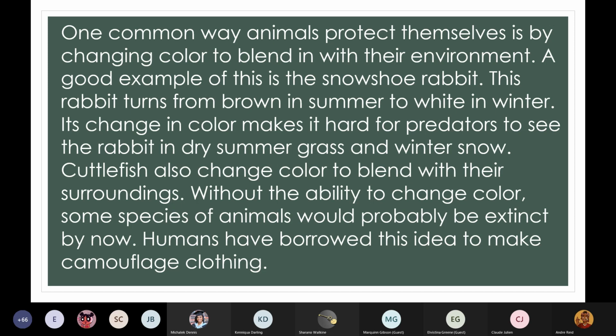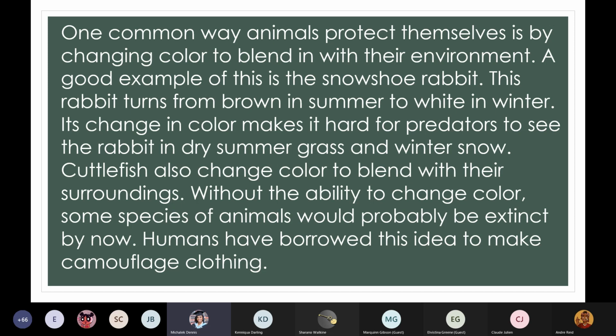All right, Debriana says one common way animals protect themselves is by changing color to blend with their environment. John Monet says the same thing. So what do you think, Mrs. Dennis?